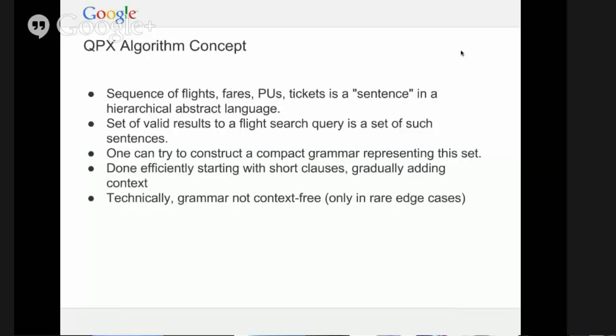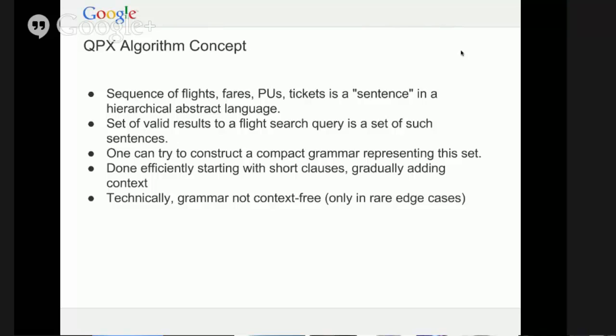And the concept of the Cubix algorithm is as follows. Think of the sequence of flights, fares, priceable units in a ticket as a sentence in a hierarchical abstract language. And think of the set of valid results to a search query as being a set of such sentences. Which means that given these sentences, we can try to construct a compact grammar representing these sets. And we try to do it efficiently, starting with short clauses and gradually adding context.